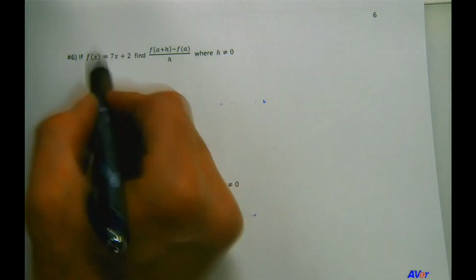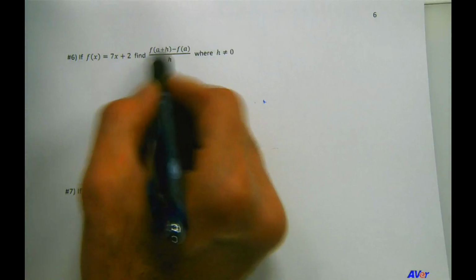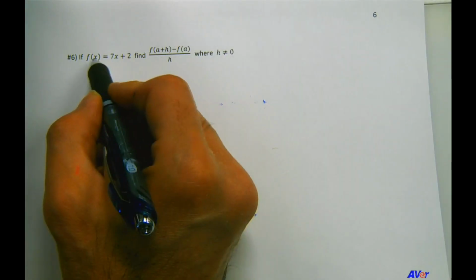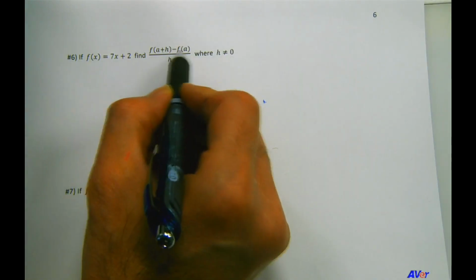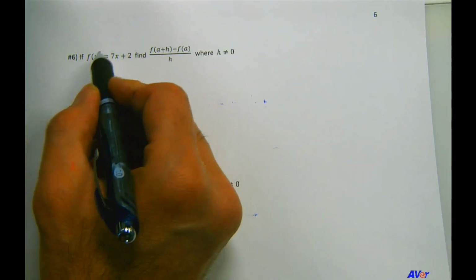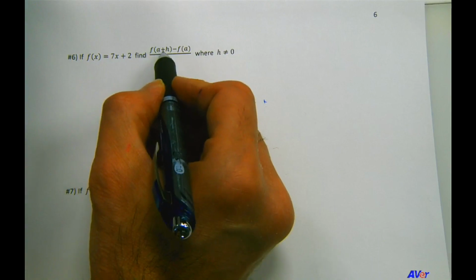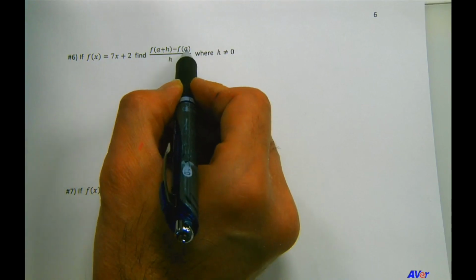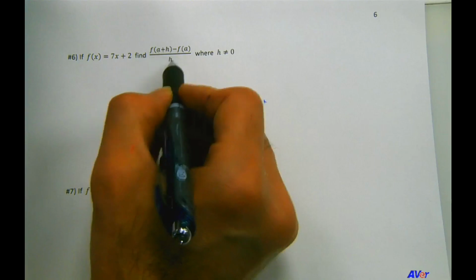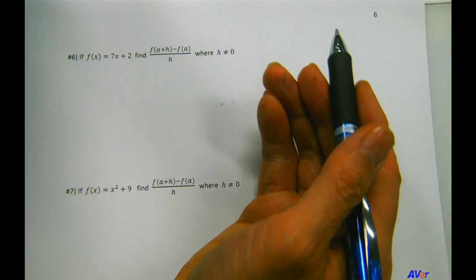And note that in this case, instead of x being a number, we want to calculate this function at a plus h and then a, and then subtract and divide by h. That's all we're doing. The numbers are missing. There's no 5 or 2 or 3. Instead, we have the function evaluated at a plus h and the function evaluated at a, subtracted from each other, divided by h. That's all there is to it.